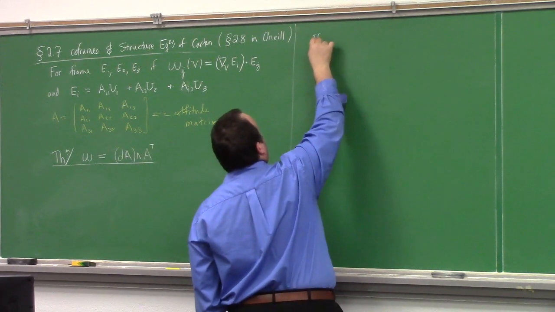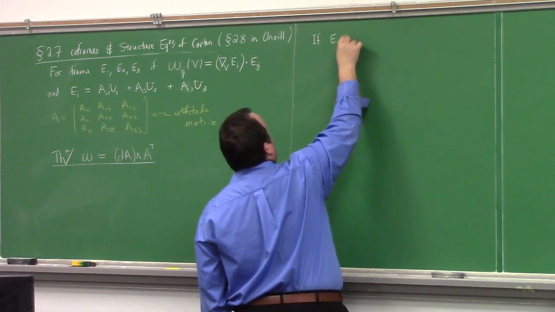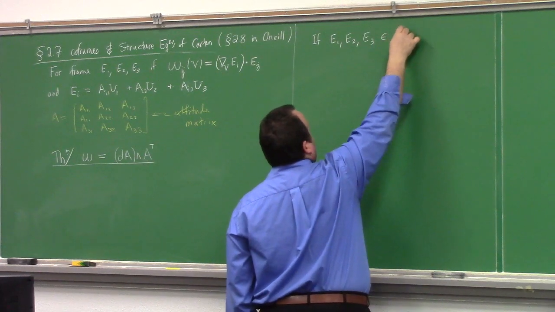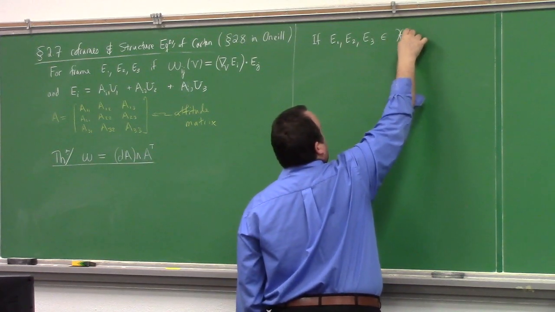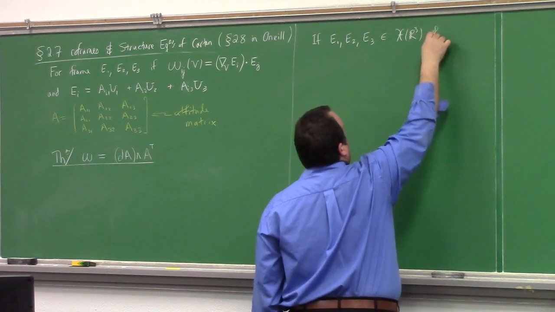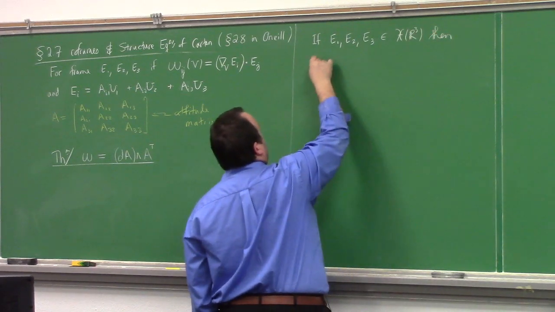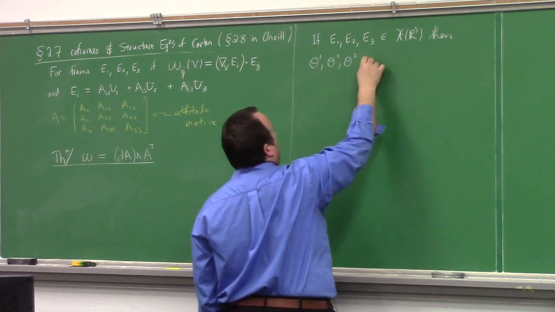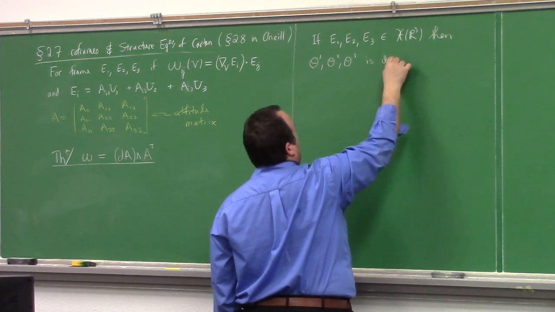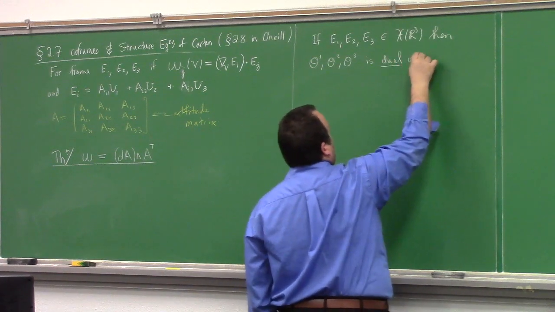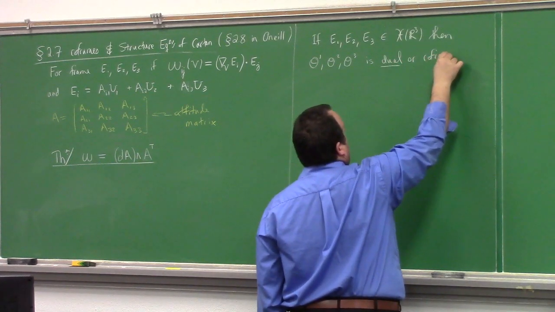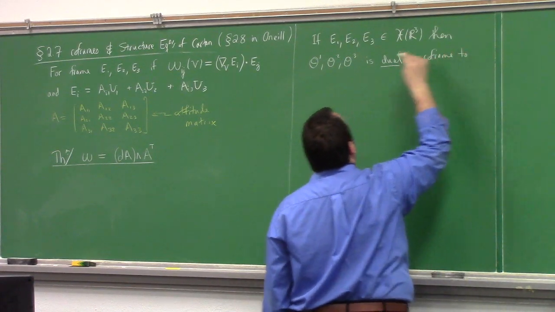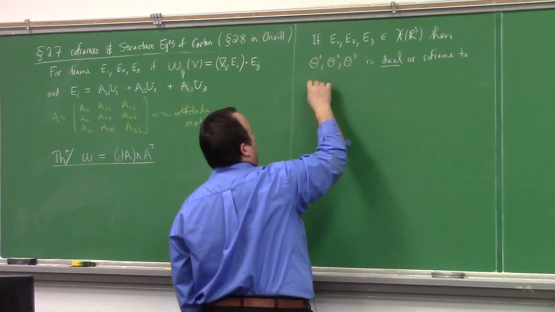So if E1, E2, E3, suppose these are vector fields, right? On R3 for the sake of discussion. Then theta 1, theta 2, theta 3 is dual, or coframe, to the given frame.